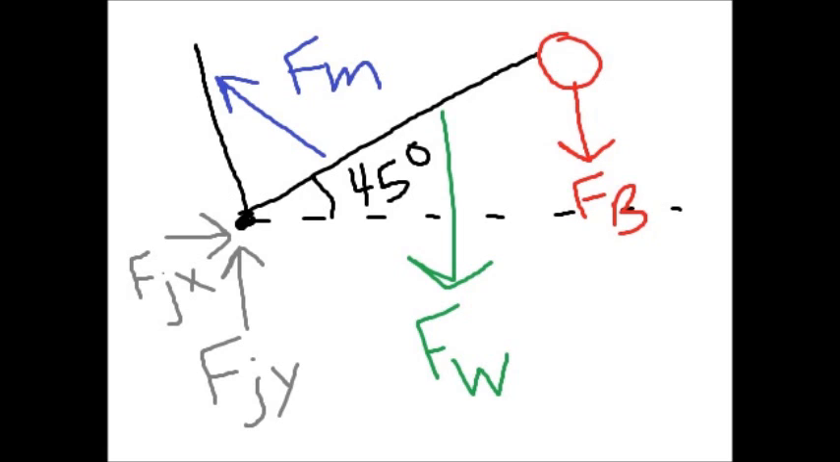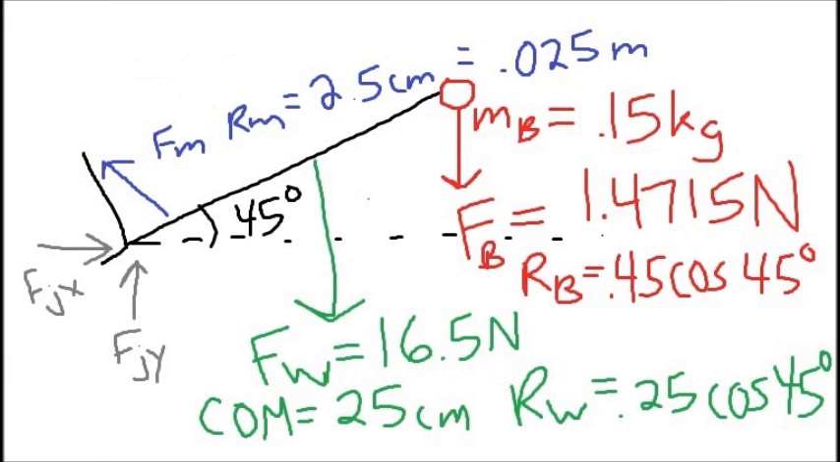The weight of the forearm, the weight of the ball, and the force of the biceps are depicted, as well as the elbow joint forces. The length of the forearm is 45 centimeters, and the center of mass is 25 centimeters, so the moment arms of the baseball and the forearm can be found by setting up triangles and using trigonometry. Moment arm of the biceps is given, and we're trying to find the force of the biceps.